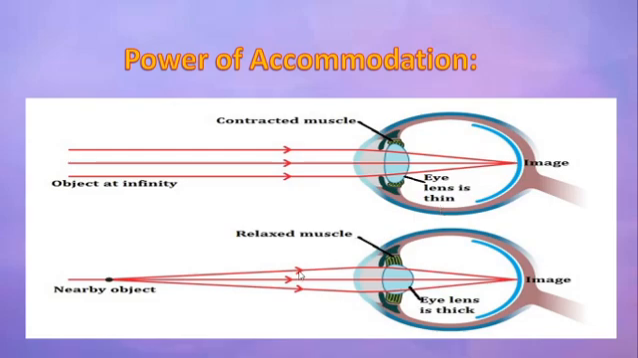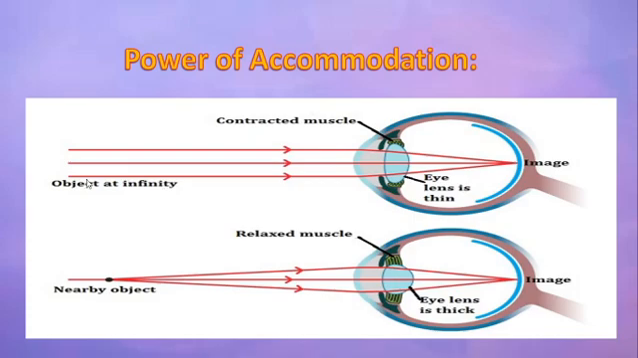On the other hand, when we look at closer objects, just near to your eye, the focal length of the eye lens is decreased by the contraction of ciliary muscles. Thus, the image of the closer object is clearly formed on the retina.